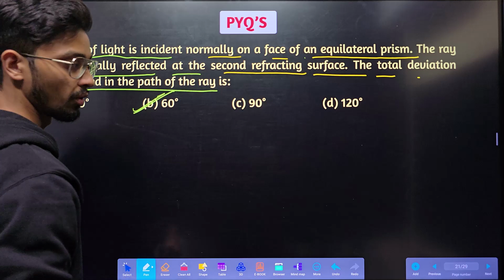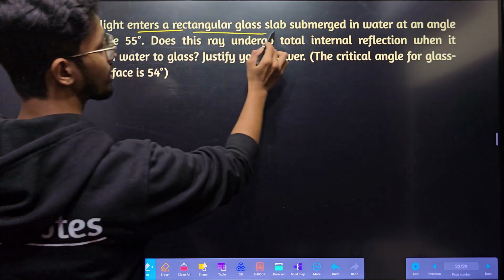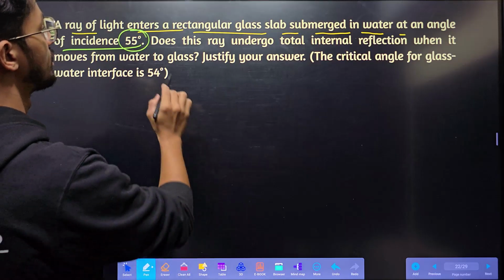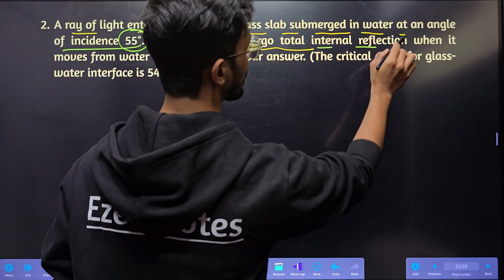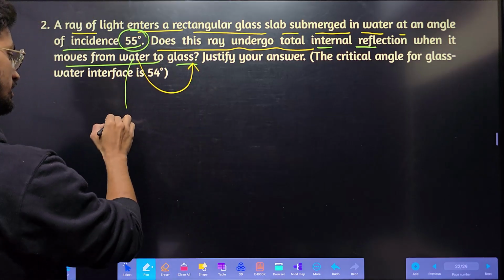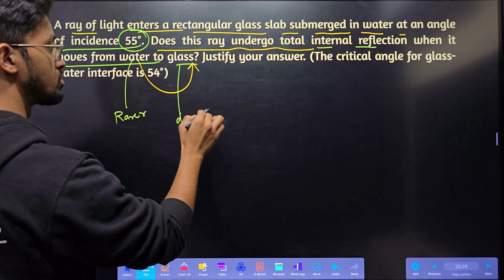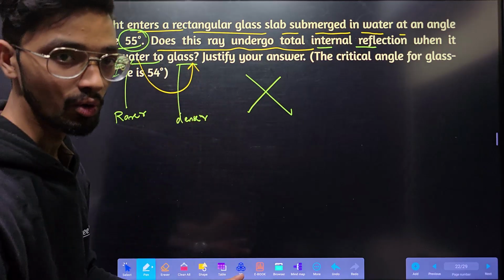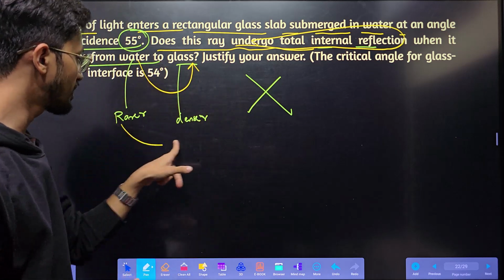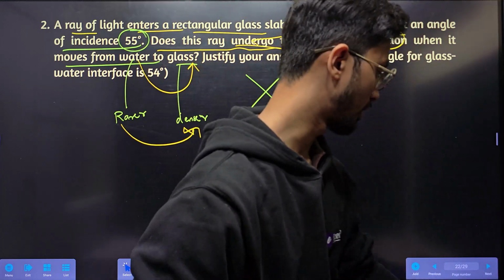60 degrees. Okay. Next, a ray of light enters a rectangular glass slab submerged in water at an angle of incidence 55 degrees. Does this ray undergo TIR when it moves from water to glass? Water is a rarer medium and glass is a denser medium. So no, the answer is no. It does not undergo TIR. Why? Because it's moving from rarer to denser. For TIR to happen, the ray should move from denser to rarer.